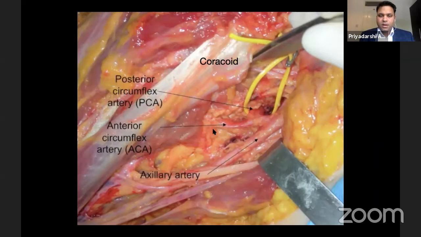Now, again, in this picture, you see the anterior view of the shoulder, where you can appreciate the coracoid process and the conjoint tendon, and that structure is all brachial plexus. Here, with the retractor, the nerves of the brachial plexus are retracted medially when the axillary artery and its branches are exposed.